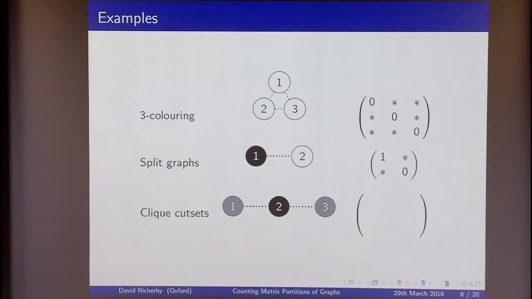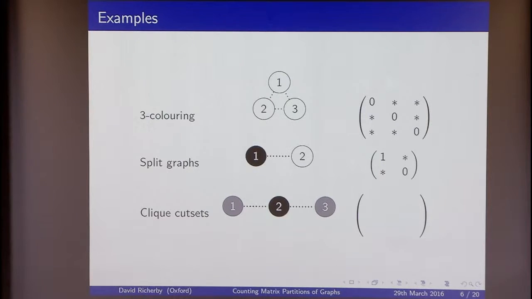And notice that this isn't a homomorphism problem. We've got zeros and ones in the matrix. Another example that isn't a homomorphism problem are things called clique cut sets. Clique cut sets do pretty much what you'd expect them to do. It's a clique that's also a cut set.